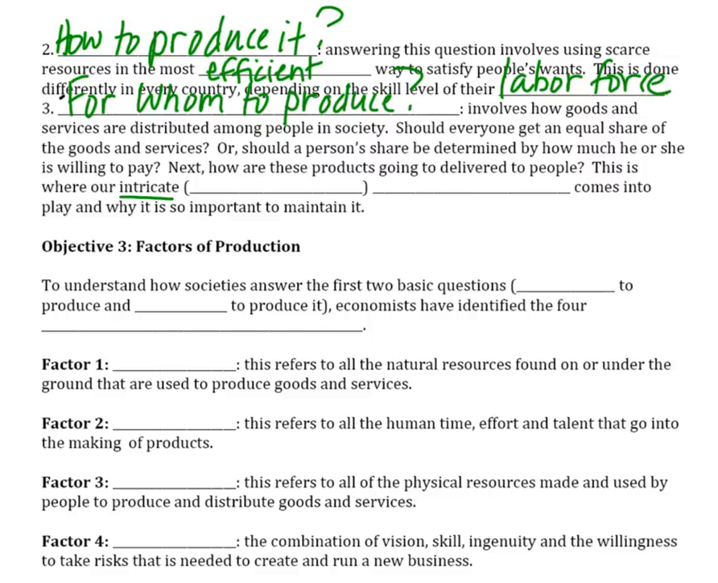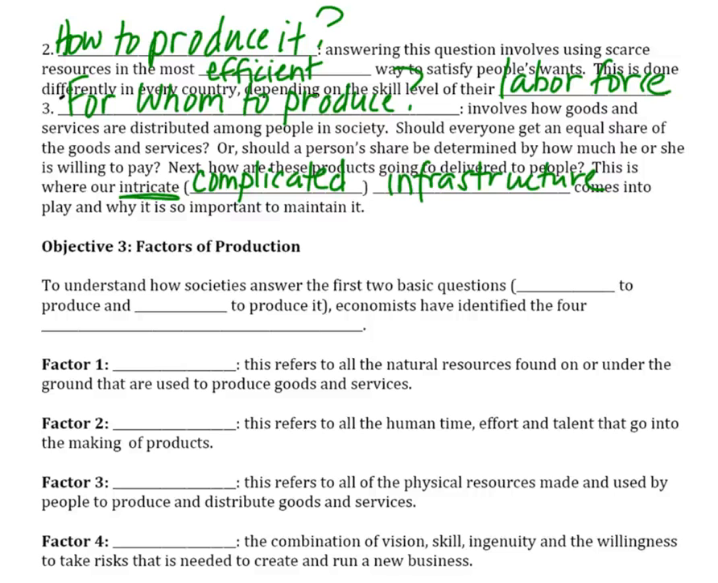So the fact that we have an intricate, which is a big word that means complicated, infrastructure comes into play and why it is so important to maintain it, because we need to be able to get those goods to the people, because otherwise our economy is going to break down.